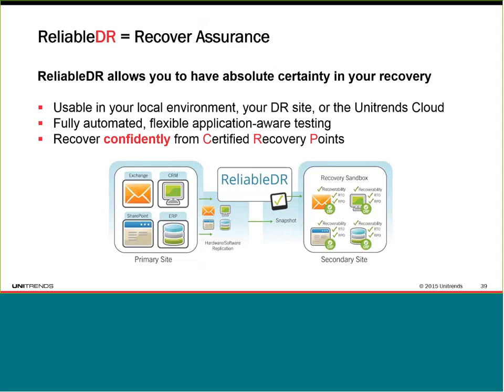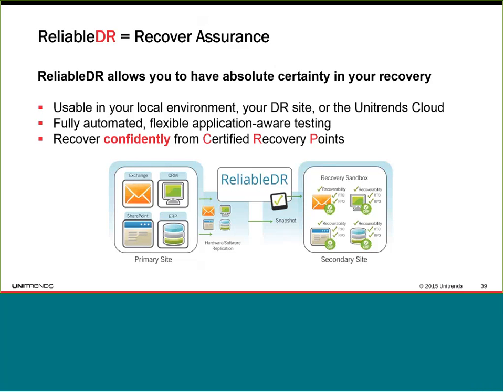So what recovery assurance allows you to do is have absolute certainty in your ability to recover. You can deploy this either in your local environment or your DR environment or in the Unitrends cloud, and it automates the testing of your applications in that environment. So we are able to essentially look at your backups and validate that your backup is working properly. We basically test at the application level. So if you have an N-tier application that has a lot of dependencies in it, we will test all those dependencies. So it's not simply just booting up the VM and validating that the VM started. We actually test the application and validate that all the interconnections are working and this is working exactly as expected.